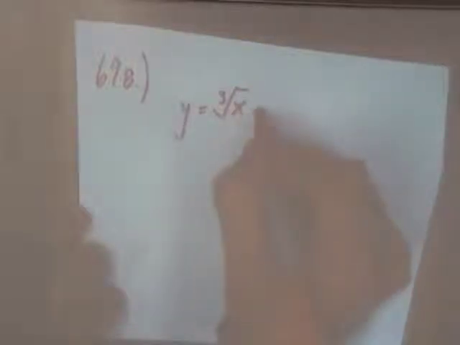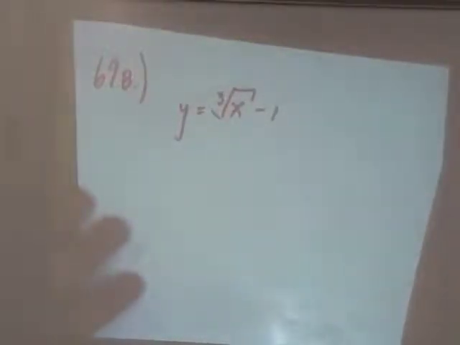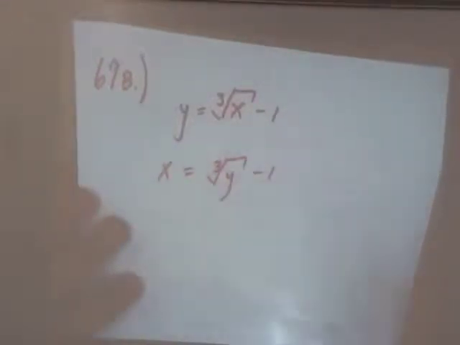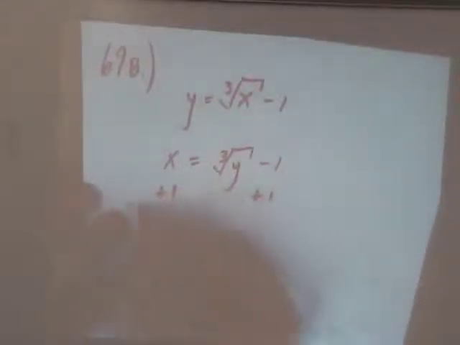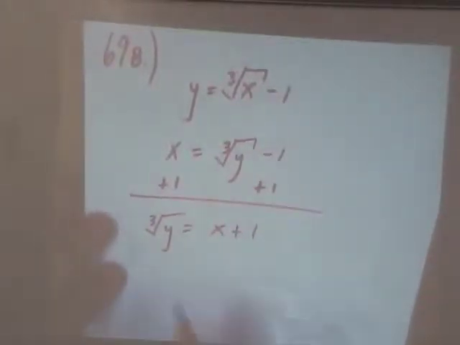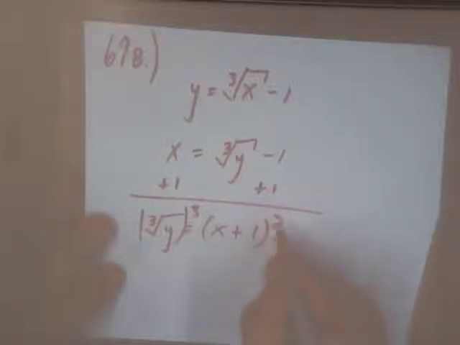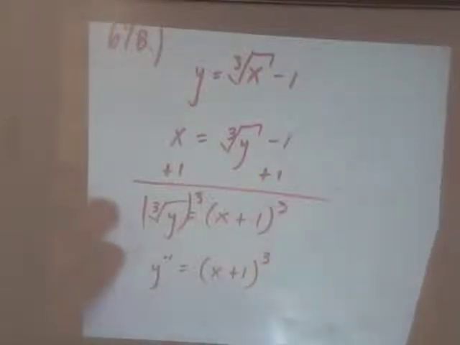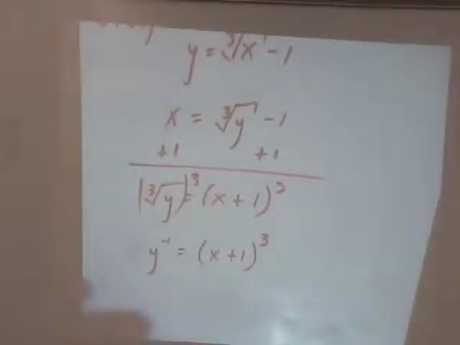All right, 69B. Y is equal to the cube root of x minus 1. So step 1, switch the x's and y's. And then solve for y. So add the 1 over. So the cube root of y is equal to x plus 1. And then cube both sides. So the inverse of y is equal to x plus 1 cubed. So that's T.